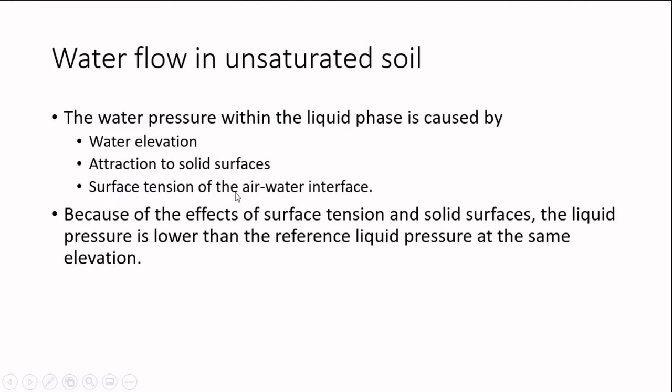Okay, so the surface tension of air-water interface. So these are the forces between the air and water interface. Okay, so we have surface tension, and because of the effects of surface tension and solid surfaces, the liquid pressure is lower than the reference liquid pressure at the same elevation. So basically it means that because of surface tension and solid surfaces, there appears to be some kind of suction pressure happening in the unsaturated soil.